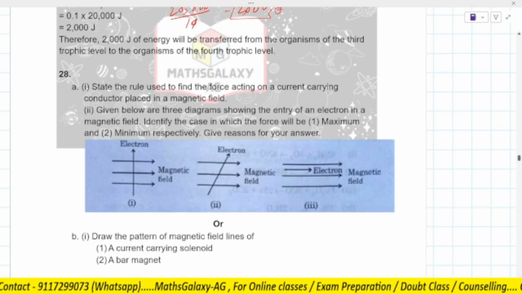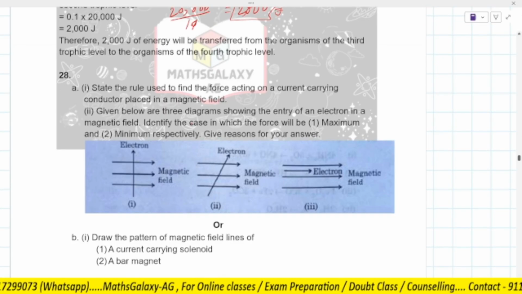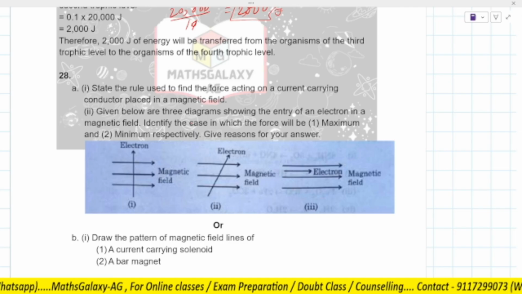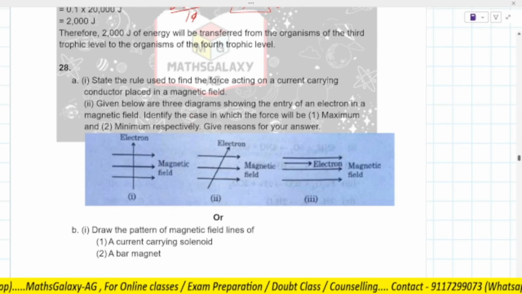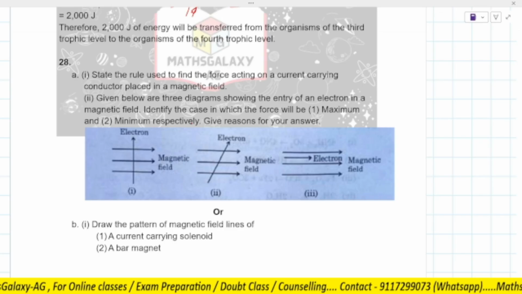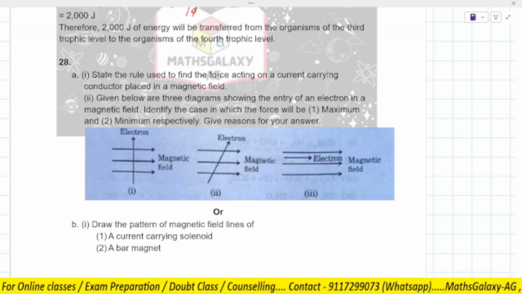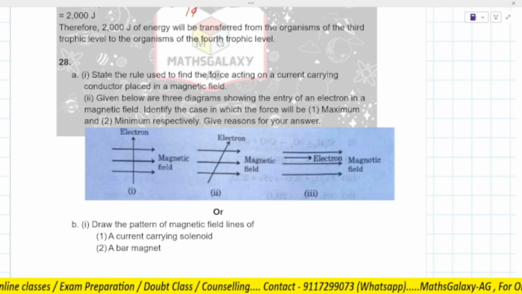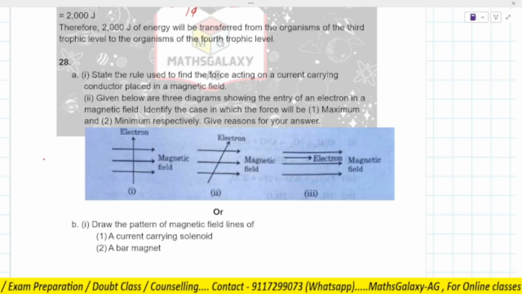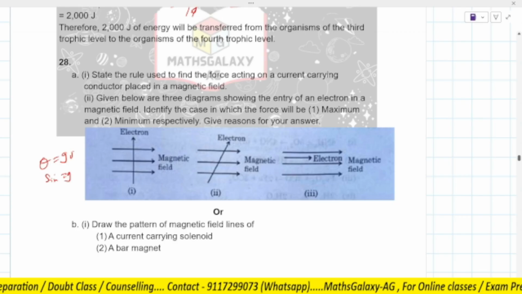Given below are three diagrams showing the entry of an electron in a magnetic field. Identify the case in which force will be number 1 maximum, number 2 minimum respectively. Give reason for your answer. The same question, okay? So here we have to apply that formula, F equal to qv B sin theta. When it is 90 degrees, the force will be maximum. That is, if theta equals 90, then sin 90 equals 1.